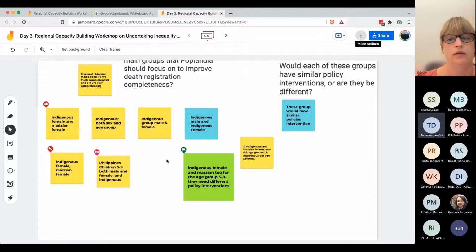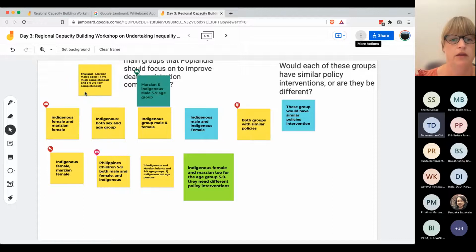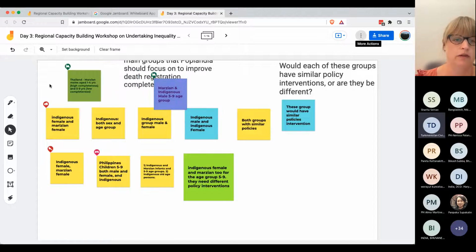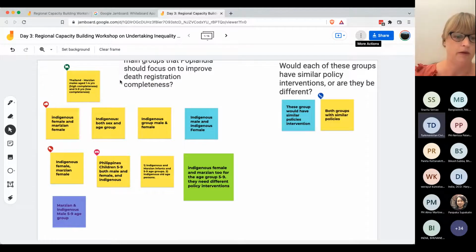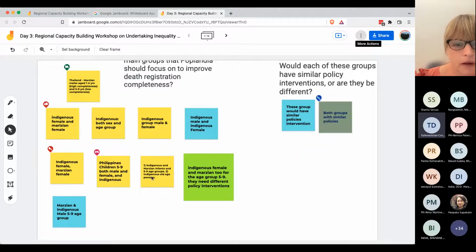But what I was looking for is, what immediately stands out in the data? And a lot of you have identified that the Indigenous females, especially the adults, are much lower than everyone else. So that might be your first point of intervention, trying to improve death registration among Indigenous females. And let's see, what else do we have? There's children 5 to 9. Yep, other people commented on the 5 to 9.